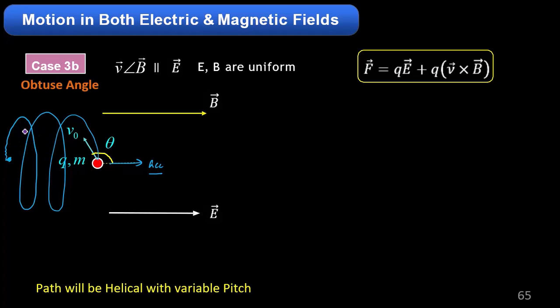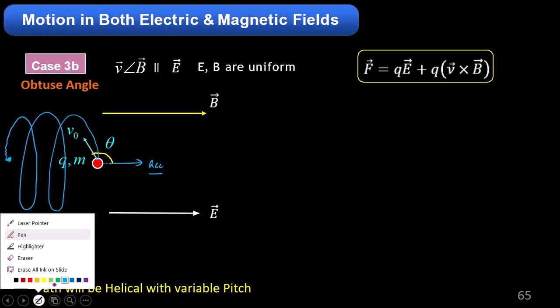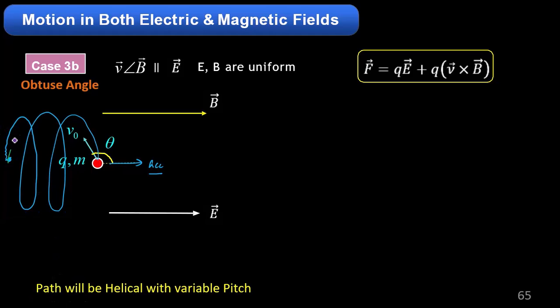Then from this point onward, again the forward velocity will come. But in the entire situation, again the helical path will be there, and a variable pitch will be there. Okay. So these are the different cases where I should consider the particle will form a helical path under the presence of both electric field as well as magnetic field.